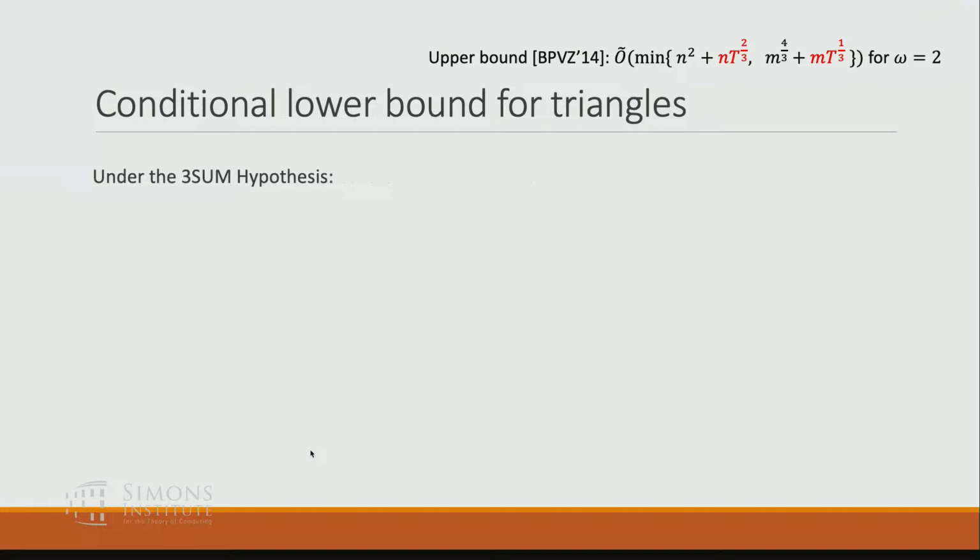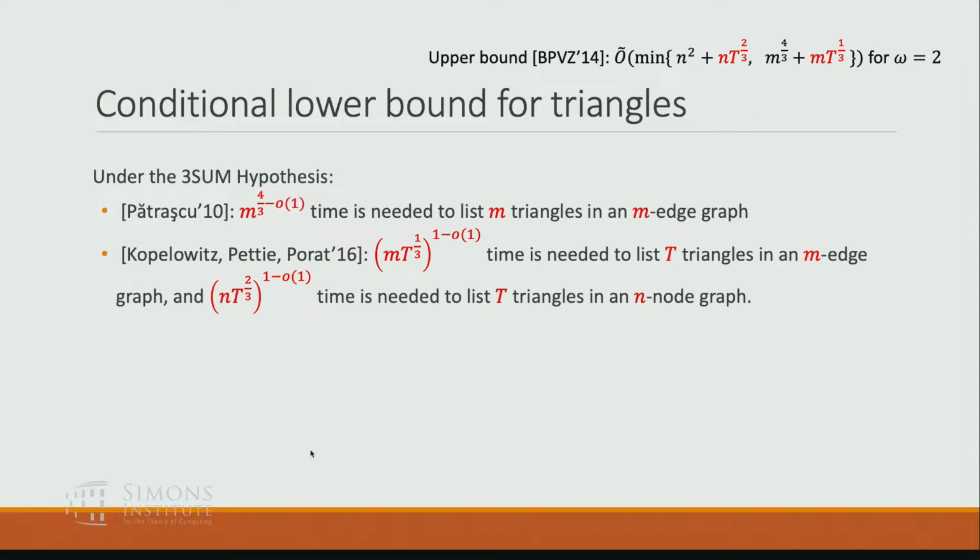Yeah, and we can actually show this running time is optimal. On the three-sum hypothesis, Patrascu first showed that m to the 4/3 time is needed to list m triangles in an m-edge graph. So if we plug in t equals m in the second running time above, we get that the running time is m to the 4/3. So at least at t equals m, this upper bound is optimal under the three-sum hypothesis. And later, this is generalized to other values of t as well.